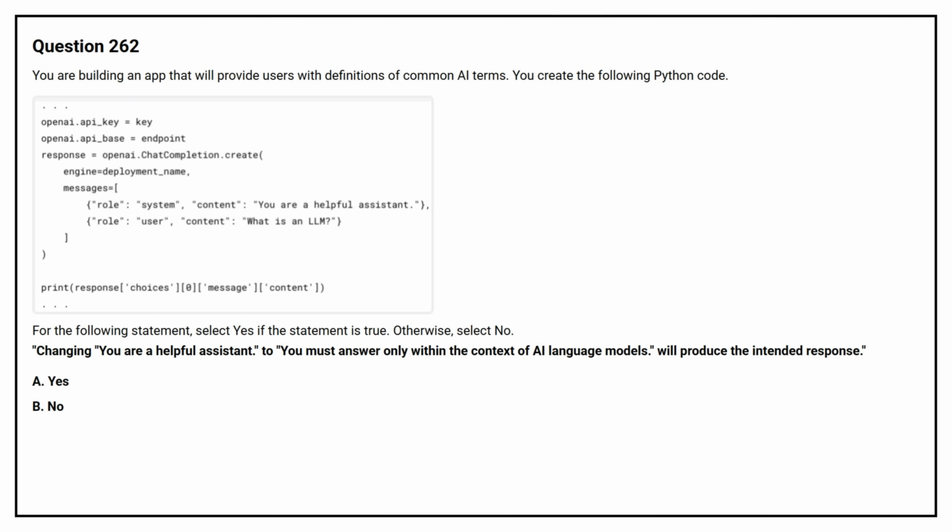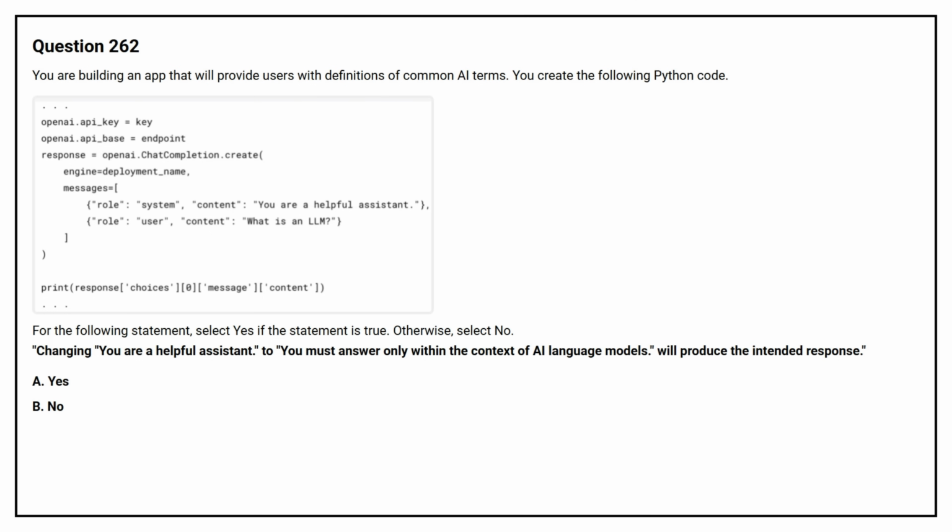Question number 262. You are building an app that will provide users with definitions of common AI terms. You create the following Python code. For the following statement, select yes if the statement is true. Otherwise, select no. Changing "you are a helpful assistant" to "you must answer only within the context of AI language models" will produce the intended response.